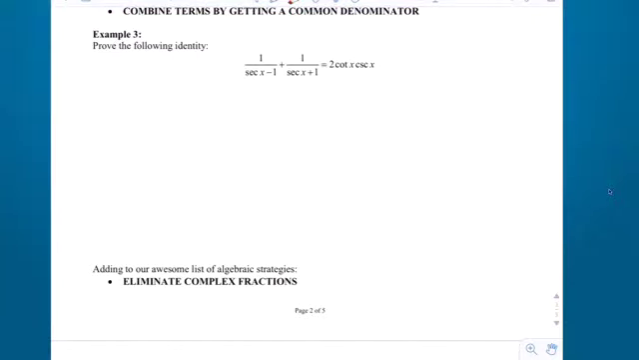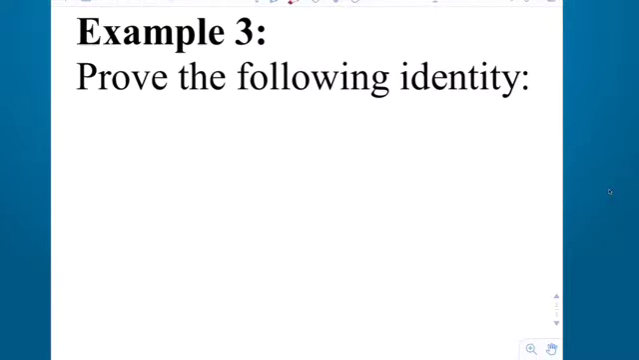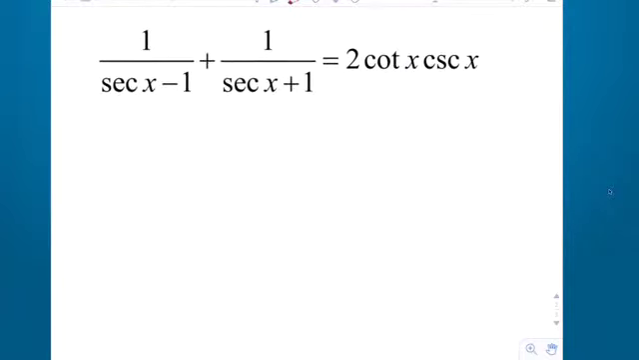So 6.2, example 3, it says to prove the following identity. It's going to be a pretty typical instruction here in this section. All right, so what's step 1 for any proof? Yeah, drawing a line down the middle. And that's to keep you from cross-contaminating the two sides.